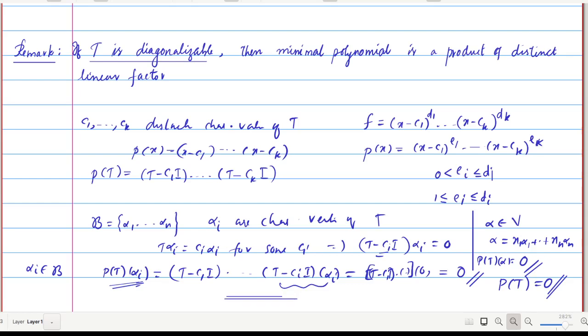That means this p is the product of distinct linear factors. We cannot avoid any one of these factors, because all the characteristic values are the zeros of the minimal polynomial. So this is the least possibility, and that is also a 0 transformation if you replace x by t. So this is the minimal polynomial for t. So whenever t is diagonalizable, the minimal polynomial is a product of distinct linear factors.